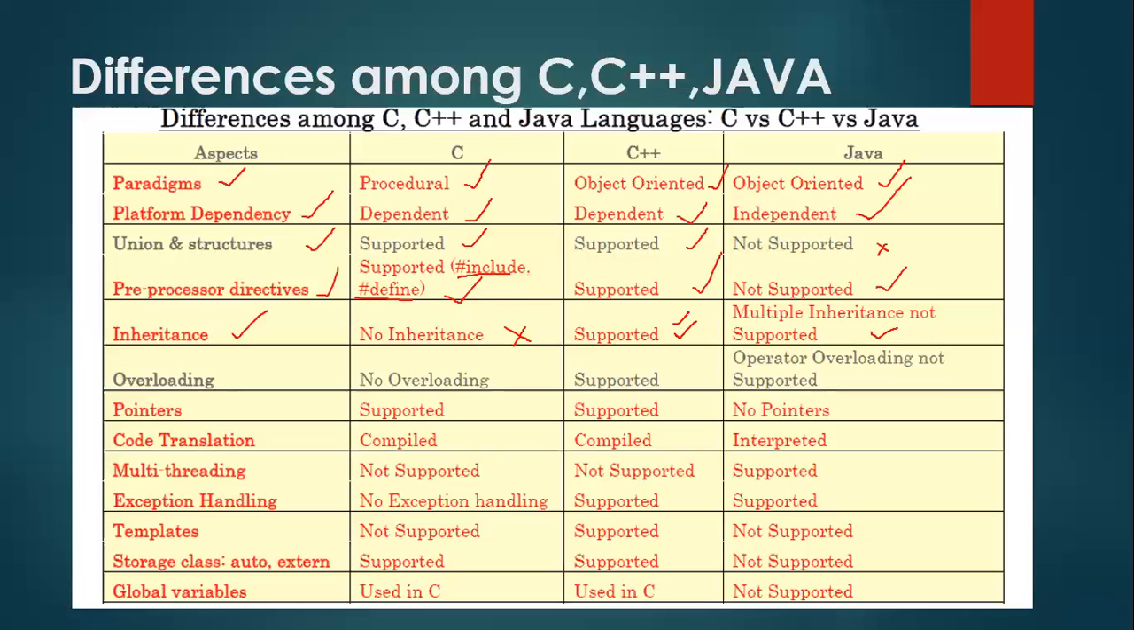I have a question. Which one is the pure object-oriented programming language? The options are C, C++, Java, and the last one is all the above. Now the answer is C++.